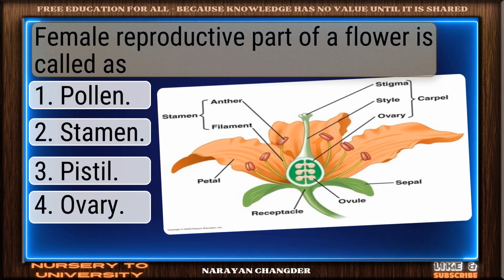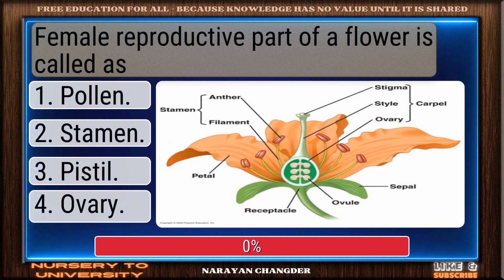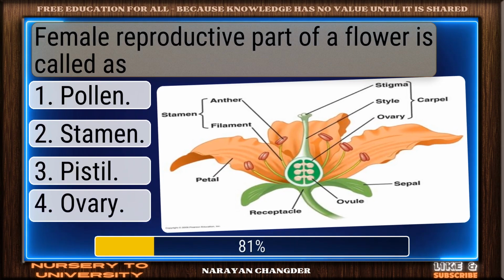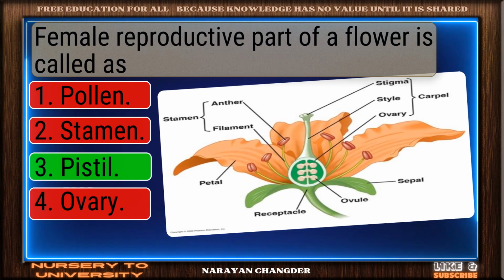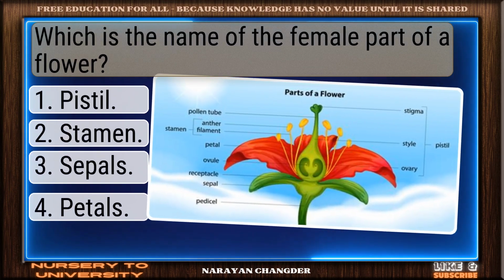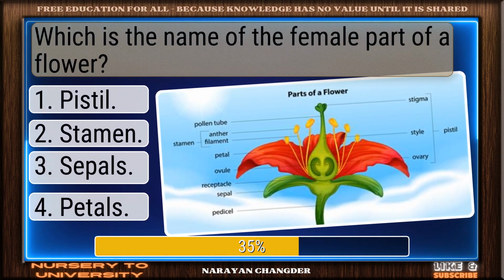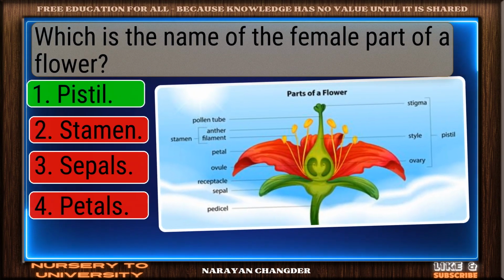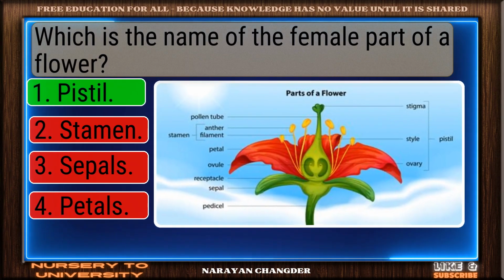Female reproductive part of a flower is called as. Valid point. Pistil is true. Which is the name of the female part of a flower? On track. Pistil is the correct answer.